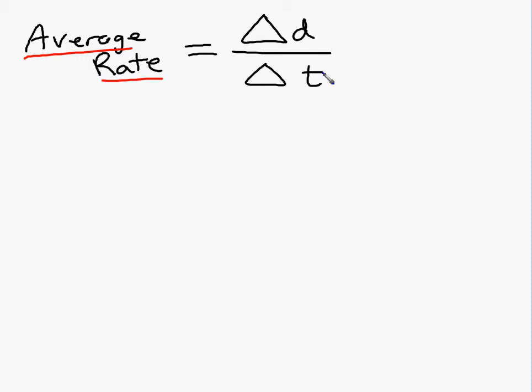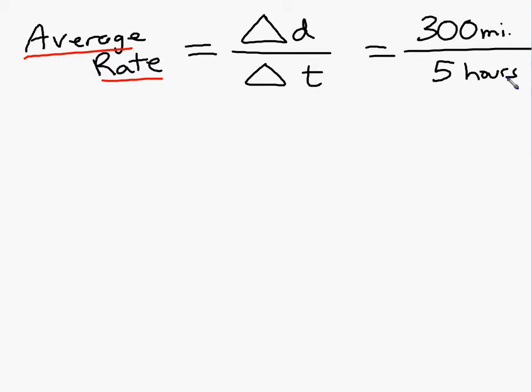For example, if I hop in my car and I travel 300 miles in 5 hours, my change in distance was 300 miles. My change in time was 5 hours. My average, again, average speed would be 60 miles per hour. That's an average.